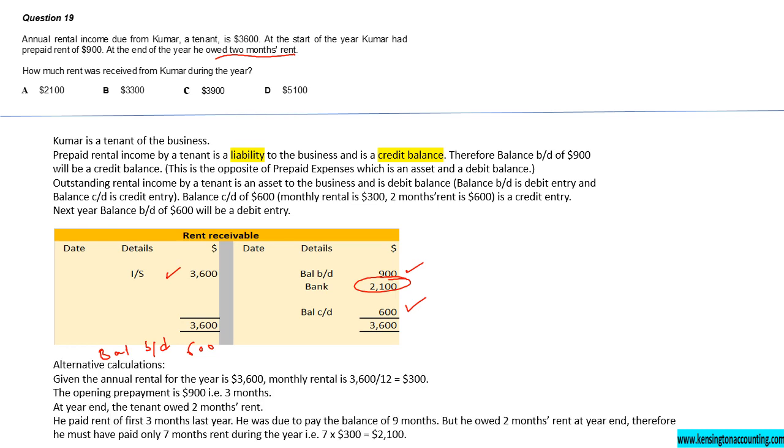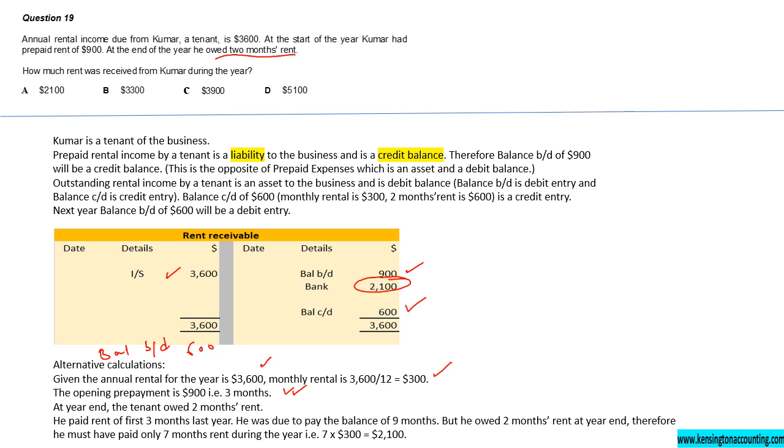Alternately, instead of doing a T account, we can just calculate this figure directly. So we go as follows. The annual rental income is 3,600. Therefore, the monthly rental is 300. Now, the opening prepayment is 900, which means Kumar had prepaid 3 months of rent, and he paid it last year. Therefore, the money was not received this year. It was paid last year. That's why it was an opening prepayment.